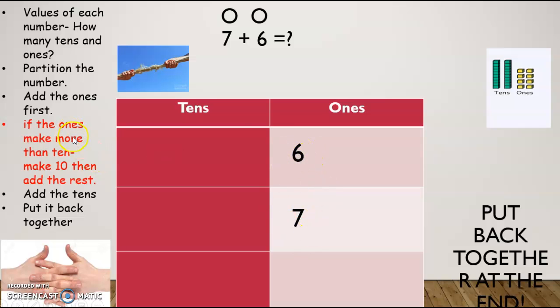So remember, if ones make more than 10, make 10 and then add the rest. So we've got 6 there. 6 add 4 makes 10, so I'm going to get rid of the 7. I'm going to take 4 from it. And I know that 7 is 4 add 3. So I've put the 3 because they're my ones that have been left over. 6 add 4 makes 10. My answer, 1 10, 3 ones, 13.